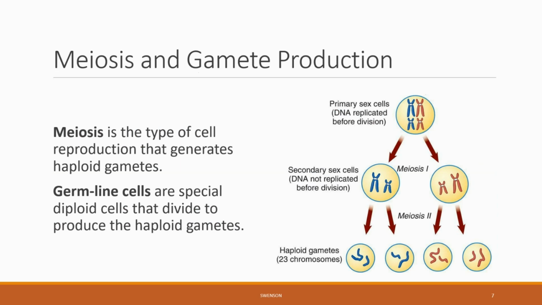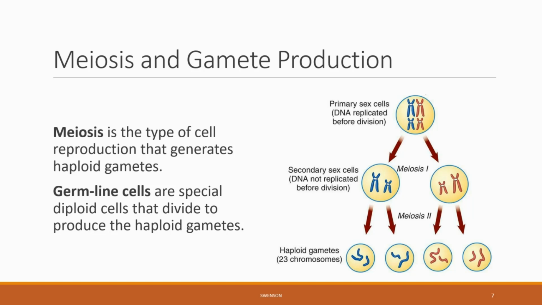Meiosis is cellular reproduction that generates haploid gametes, and germline cells are the special diploid cells that divide to produce the said haploid gametes. The image shown is a rough outline of this process. We'll revisit this image again in more detail, so don't become overwhelmed just yet. This process should look different to you than mitosis.